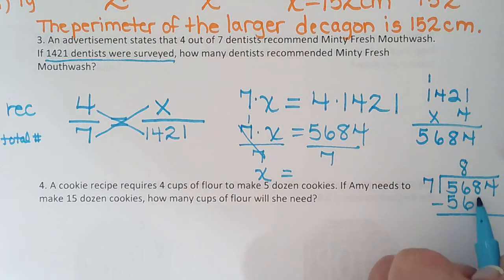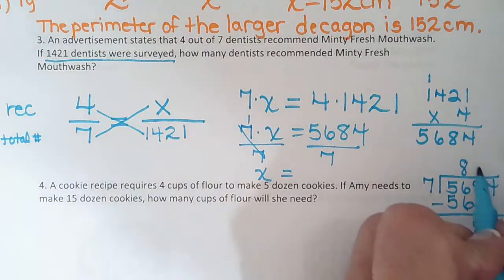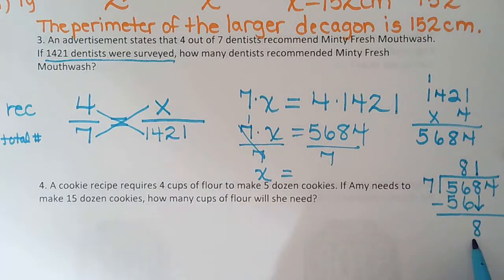Subtract, we get 0, so bring down one number, 8. 7 goes into 8 once. 1 times 7 is 7. Subtract, bring down the next number. 7 goes into 14 twice.